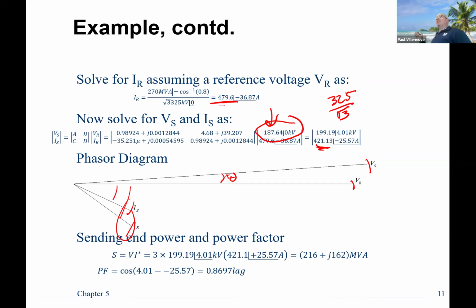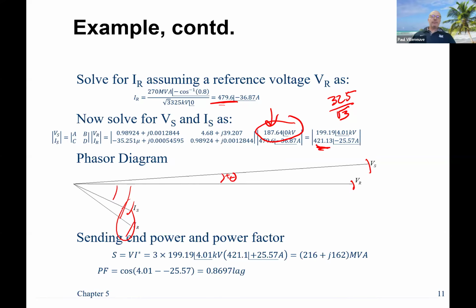Even though the transmission line is providing reactive power support, it's not providing all of the reactive power. You can see on the bottom that the sending end still has to pump in 162 megavars of reactive power. So if it was 0, then you would see that the magnitudes would be the same. But because you still need 162 megavars to go from the sending end to the receiving end, then that means that that magnitude has to be good.